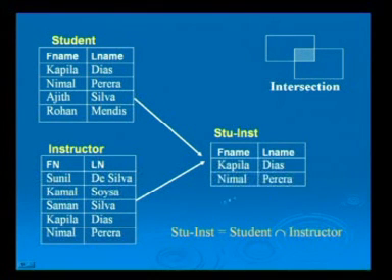Now I am going to illustrate the intersection operation using the same example, student and instructor. If we take the intersection of student and instructor, this would be the result you get. That means you will get the students who are instructors as well. As you can see, the two names Kapiladias and Nimal Pereira appear in both relations. So this is what you get after applying the intersection operation.